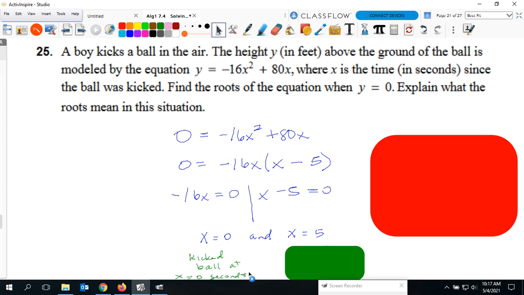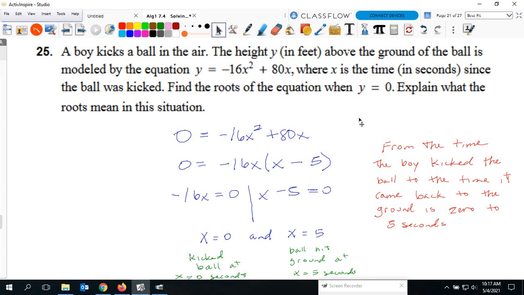That's at 0. And then this one, x equals 5, is the ball hits the ground at x equals 5 seconds. So you're timing it. How much time is the ball in the air? It starts at 0 seconds when he kicks it, and then when it hits the ground, you stop your stopwatch, and that says 5 seconds. So the best way, I think, to explain it here would be from the time the boy kicked the ball to the time it came back to the ground is 0 to 5 seconds. From 0 seconds to 5 seconds, it took 5 seconds. The ball was basically in the air for 5 seconds.